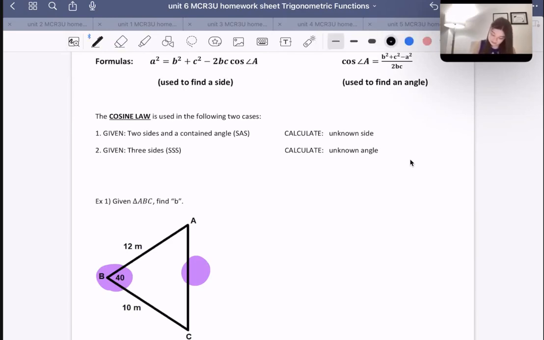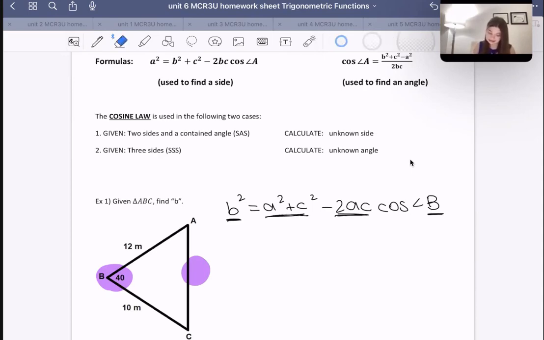The first formula states that a squared, which in this case is going to be b squared because that's what we're looking to find, is equal to a squared plus c squared minus 2ac cosine angle b. So notice how I did change around my variables, but I was consistent, right? This b squared and this b are the same, and I also kept a and c the same and consistent here. So I switched around my variables, but I was consistent.